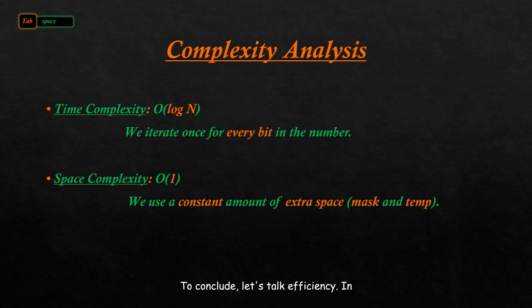To conclude, let's talk efficiency. In terms of time complexity, we are bound by the number of bits. Since the number of bits grows logarithmically as the number n increases, our complexity is big O of log n. In terms of space complexity, we are big O of 1. We aren't creating arrays or complex structures. We are just using a few bits of extra memory. This approach is optimal, robust, and handles the leading zero trap that catches so many programmers.